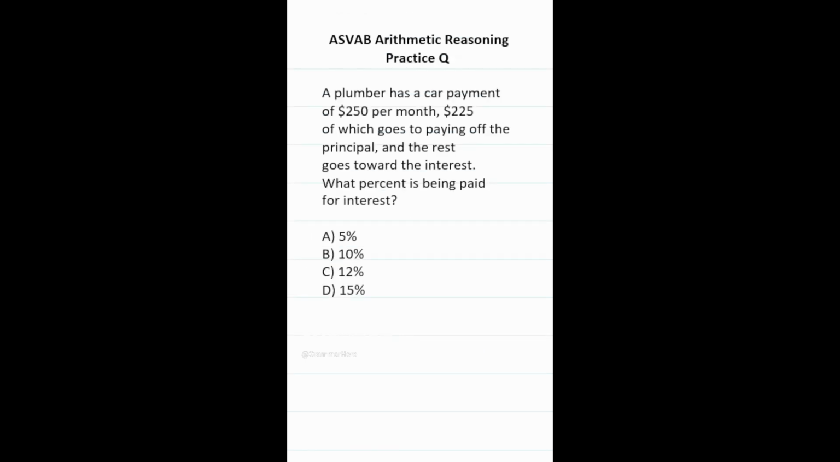This arithmetic reasoning practice test question for the ASVAB and PiCAT says a plumber has a car payment of $250 per month, $225 of which goes to paying off the principal, and the rest goes toward the interest. What percent is being paid for interest? So if he pays 225 out of 250 for the principal, that means he pays 25, again 250 minus 225, is $25 toward the interest. Let's go ahead and place this over his total payment amount, that is 250. And by doing 25 divided by 250, we can convert this to a decimal and then a percent pretty easily.